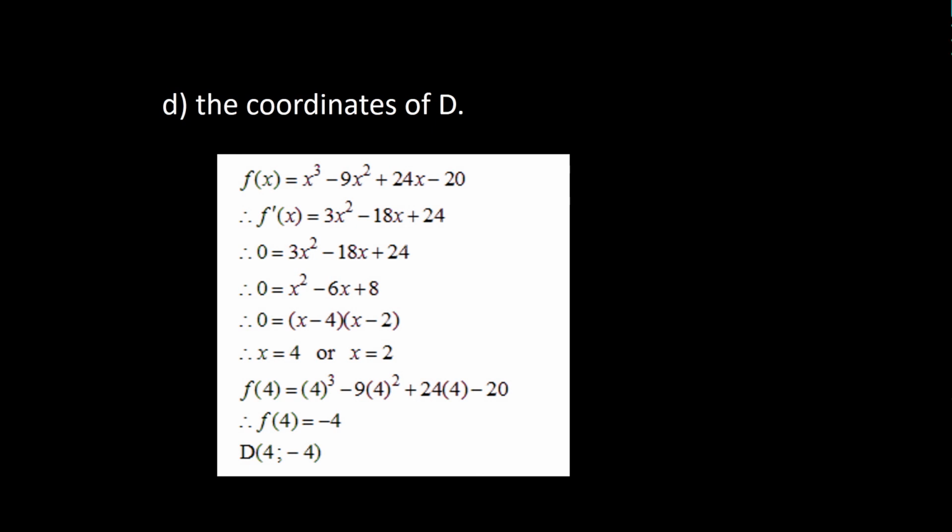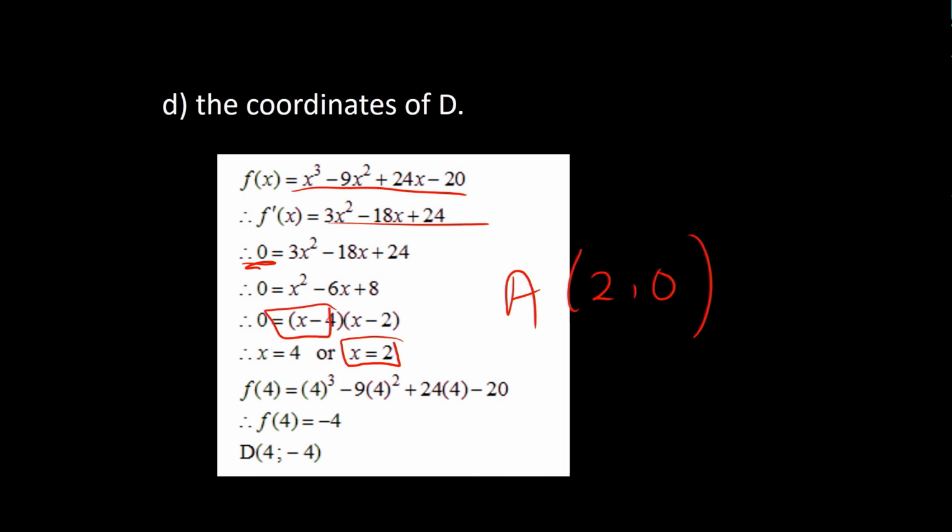So we've got our function with a and b in place. So first step is we find the derivative. So we get 3x squared minus 18x plus 24. We then set that derivative equal to 0, and we solve for x. When we solve for x, we see that we get x is equal to 2, which makes sense because that was the coordinates of a. Remember, a was 2 and 0, and we are looking for the values at D. So x is equal to 4 is the one we are interested in.